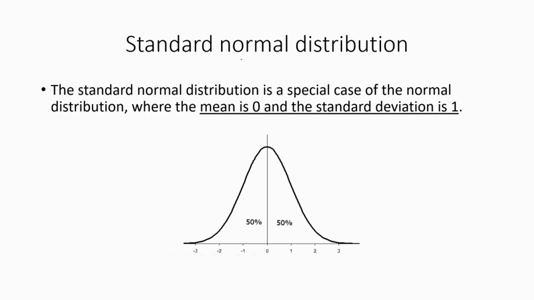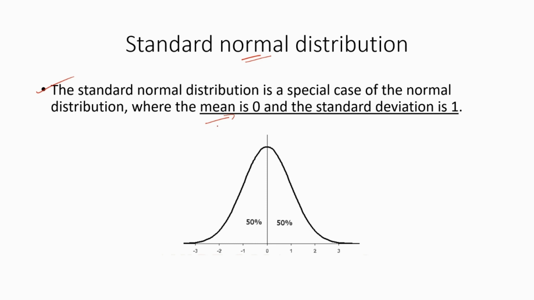Now let's discuss the standard normal distribution. The standard normal distribution is a special case of the normal distribution where the mean is 0 and the standard deviation is 1. Earlier we discussed the normal distribution. Now this is a special case of the normal distribution, which is the standard normal distribution. These two characteristics you have to remember. Mean is 0 and the standard deviation is 1. This is only applicable for the standard normal distribution.